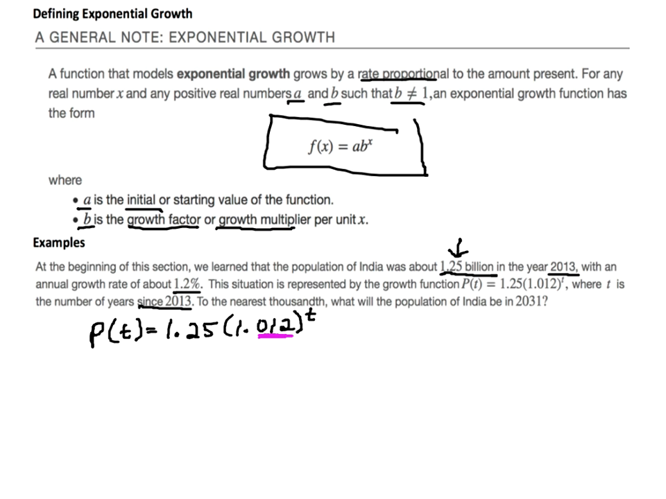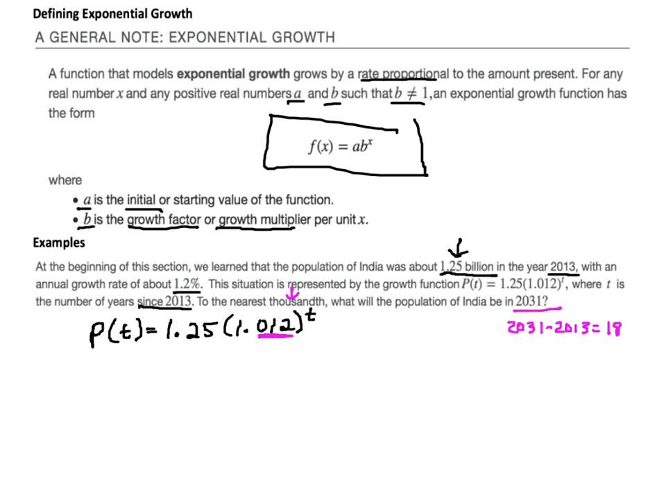So that's why the growth factor is 1.012. So to the nearest thousandth, what will the population be in 2031? Well, we need to know how many years have occurred since 2013 up to 2031. So the first thing I'm going to do is subtract these two values to find their difference. So 2031 minus 2013 is 18.